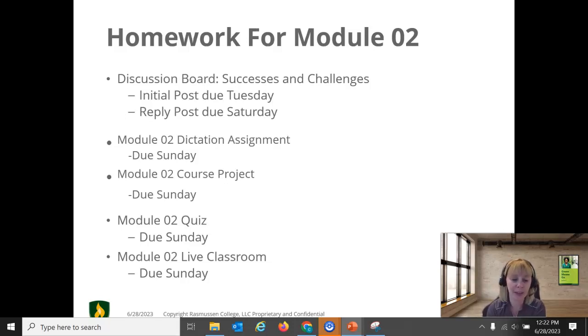The second assignment that you have this week is a dictation assignment. The dictation assignment is meant to help you with your verbal communication. And being able to understand verbal communication is a really important role for any healthcare setting and any medical terminology, regardless of what field you're going into. For this activity, you need to listen and interpret what you hear.